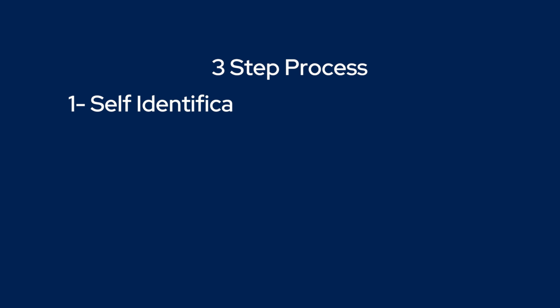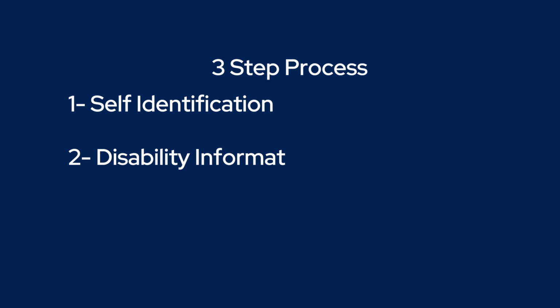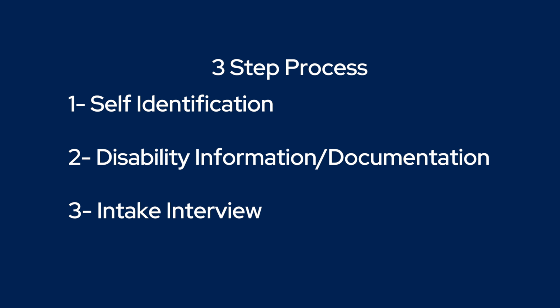We're going to use this time to show you how to request accommodations from Disability Resources, also known as DR. This is a three-part process. First, self-identification. Second, providing disability information or documentation. And third, an intake interview.